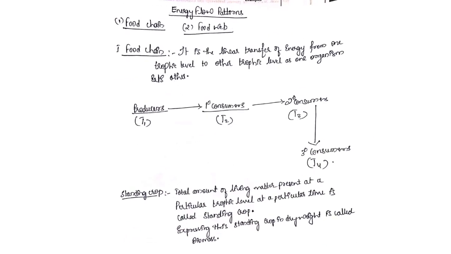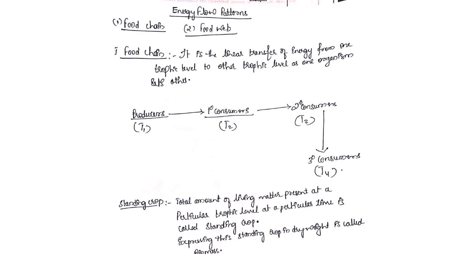The next topic is energy flow patterns. There are two types of energy flow patterns we can study. One is food chain, another one is food web. So energy flow patterns are of two types: food chain and food web.